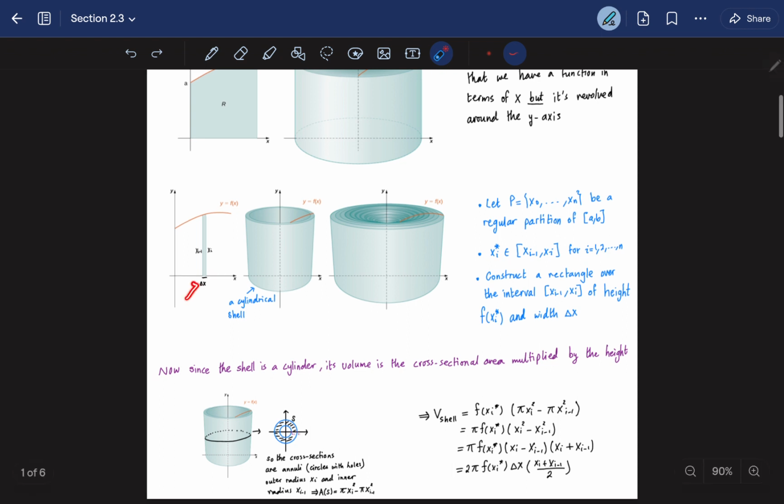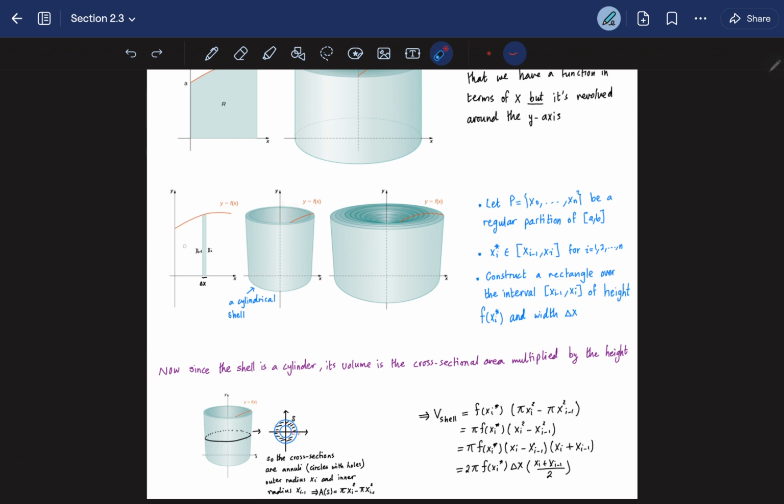So if I have this rectangle with delta x to be the width, this is my x i minus 1 and x i. These are the beginning and the end of the rectangle. Obviously, the height here is just f of x. Now, if you revolve it around the y-axis, you're going to get something called a cylindrical shell. So there's a hole inside of here.